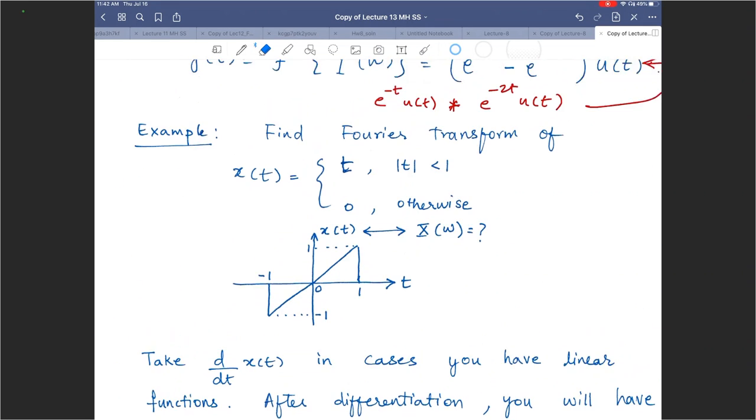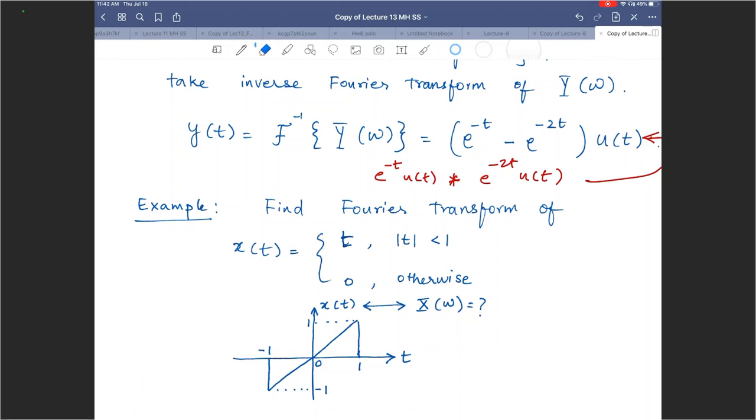All right. Next, I have this signal here. I'm trying to find the Fourier transform of a signal which is t between -1 and 1, and it is 0 otherwise. So it is t, a linear function with a slope of 1 between -1 and 1, but all the other times it is 0. Maybe I can highlight that, and that.